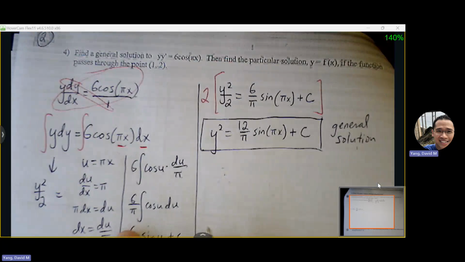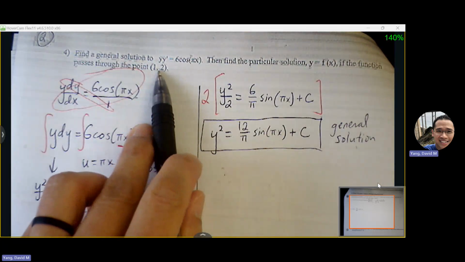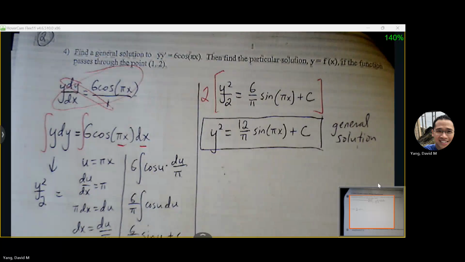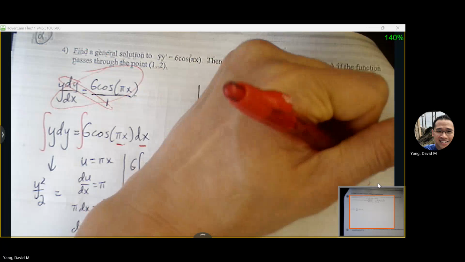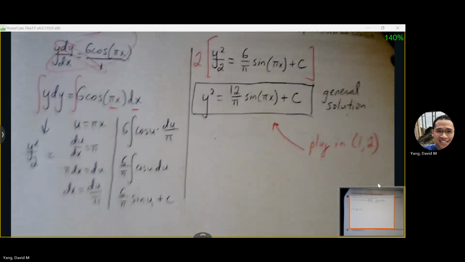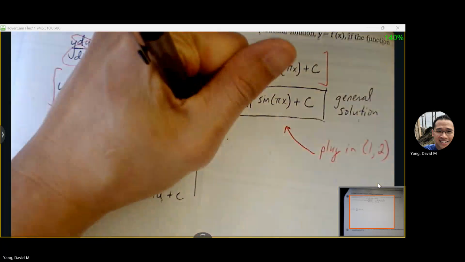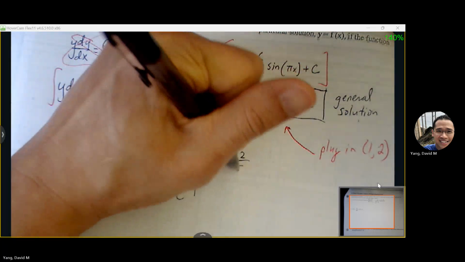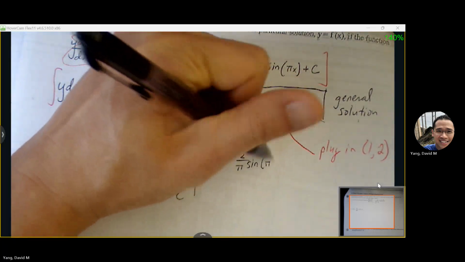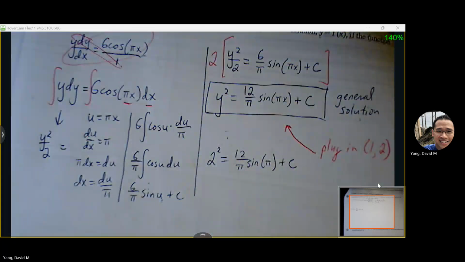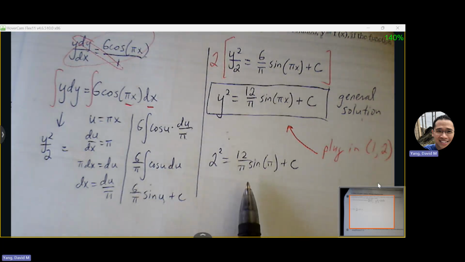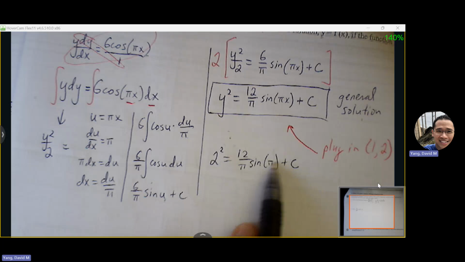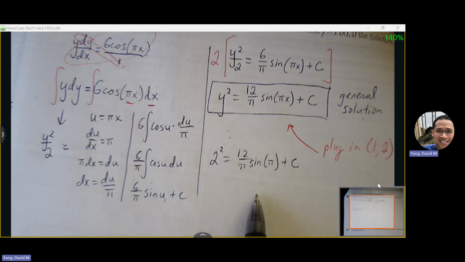Okay, let's move into our specific solution. 1 in for x, 2 in for y. The nice thing about sine of pi is it's just going to be 0. That's going to wipe this whole thing to be 0. So c is just equal to 4.